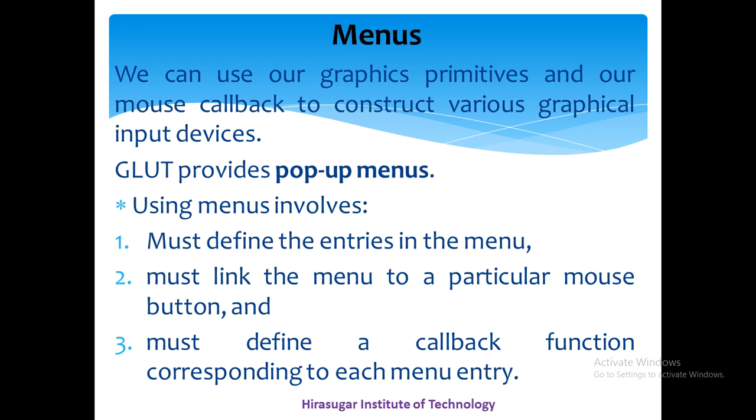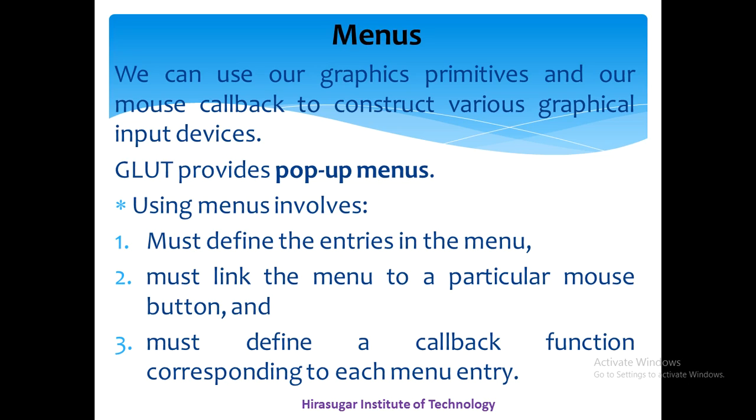Means if you want to create any menus in OpenGL, define the entries in the menu. Define the entries in the menu means, for example, File. If you see the file button, Save As, Print, all those things are entries in the menu. Then you must link the menu to a particular mouse button. That is, after pressing which mouse button, right, middle or left, the menu has to activate. Then you must define a callback function corresponding to each menu entry.